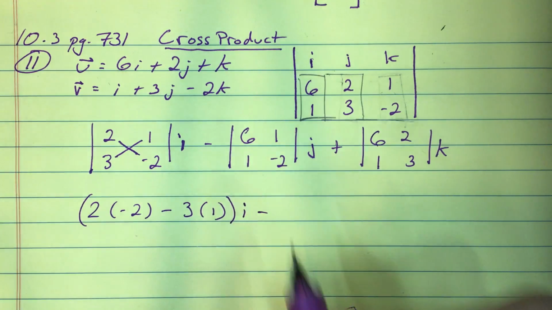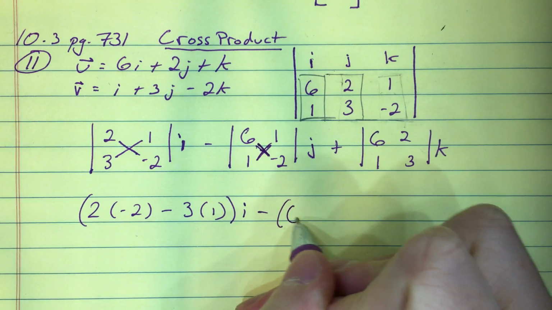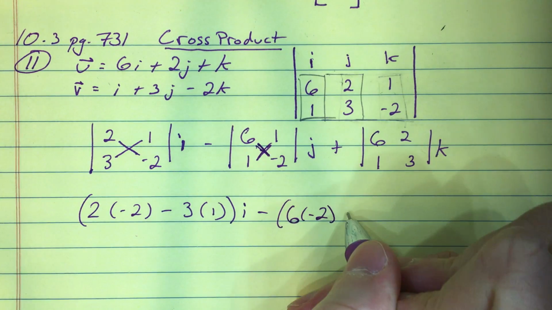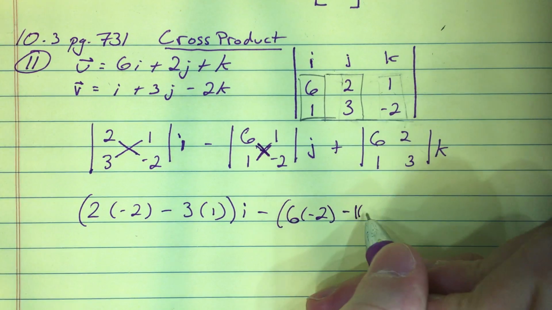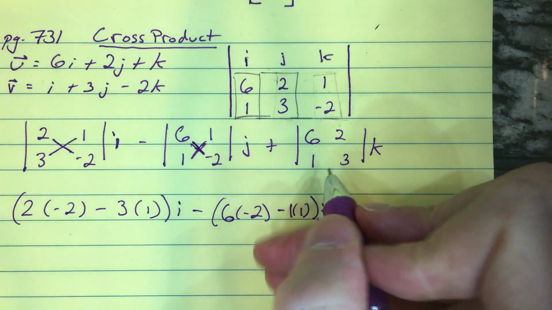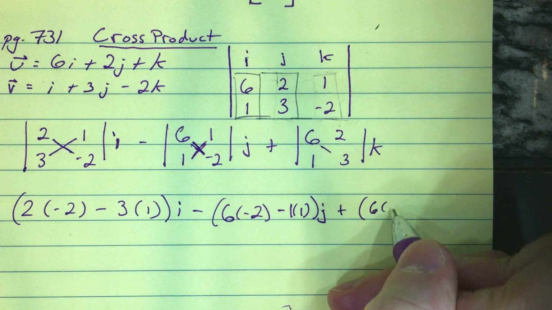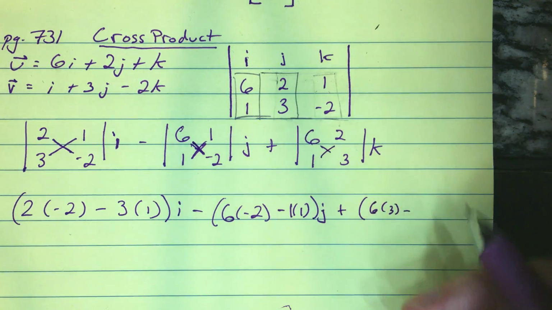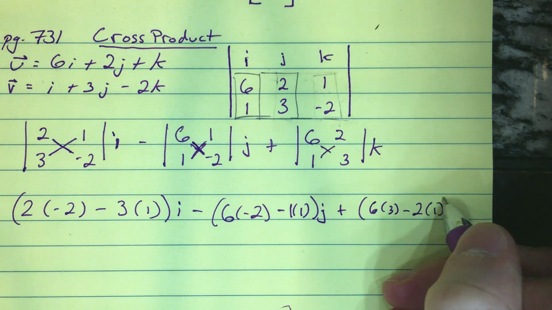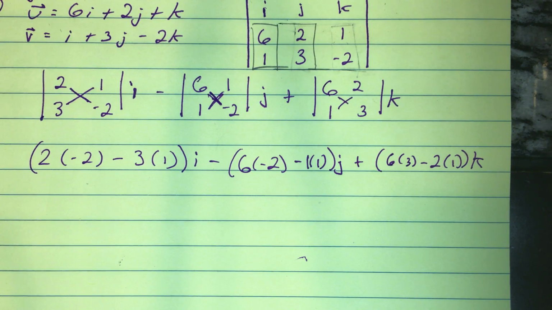Now same thing for j. We're going to multiply 6 and -2, and we're going to multiply 1 and 1. So 6 times -2 minus 1 times 1, j. And then same thing for k, multiply 6 and 3. This time we're adding. So add 6 times 3 minus 2 times 1 goes in front of k. And then we will simplify.